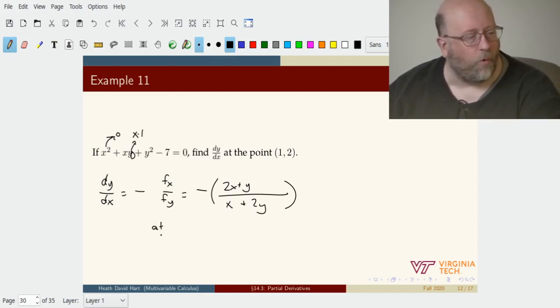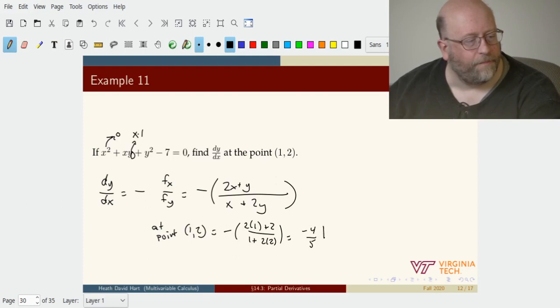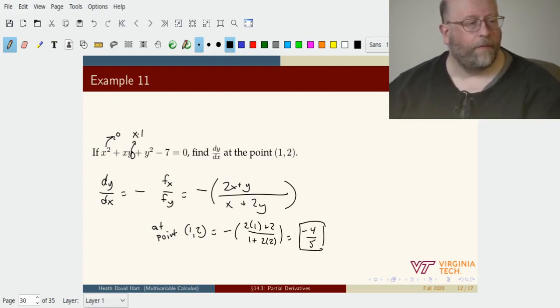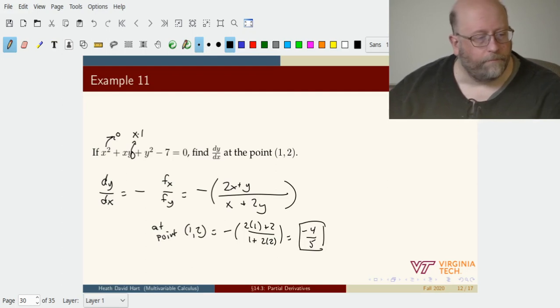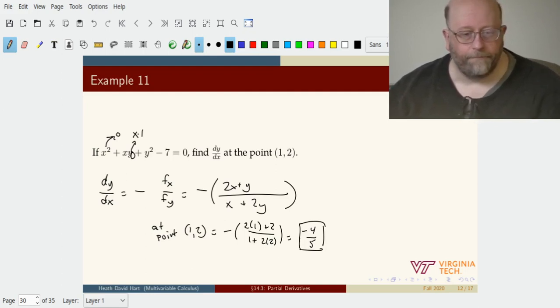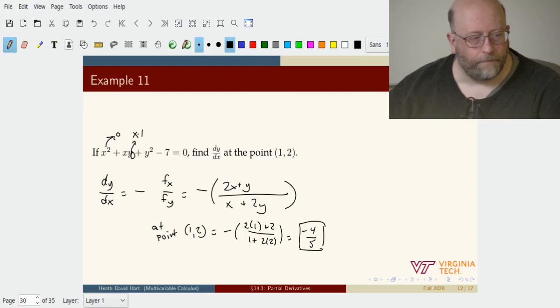And now we'll do it at the point (1, 2). So we get the negative of 2 times 1 plus 2 over 1 plus 2 times 2, which is the negative of 4/5. Much easier is that than what you have to do back in Calc 1. Once we can do partial derivatives, we can do implicit differentiation much easier.